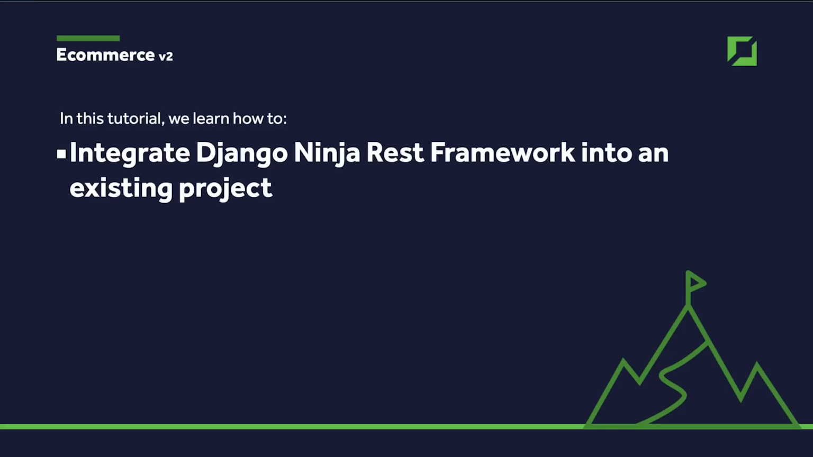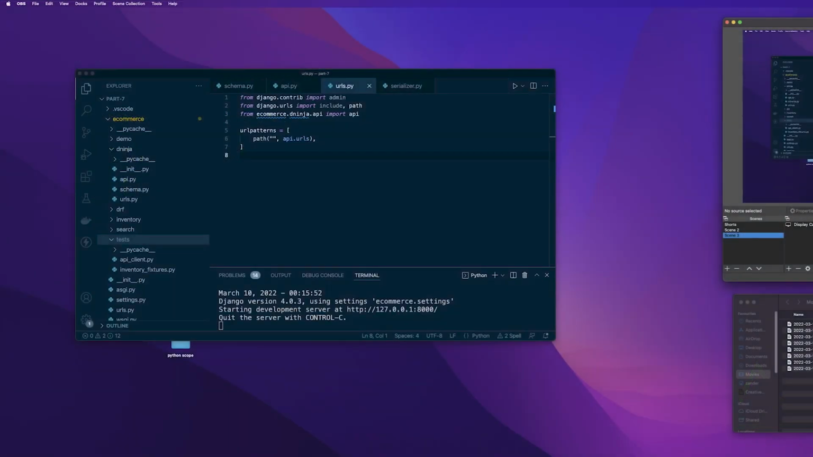To summarize then, by the end of this tutorial, you will have integrated the Django Ninja REST framework into an existing project. That's the goal here. Inside of this tutorial, we'll install and integrate Django Ninja. We'll go through URLs, and then we'll look at building some endpoints. This tutorial will only focus on the GET function.